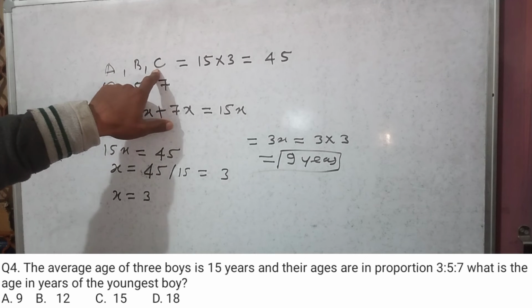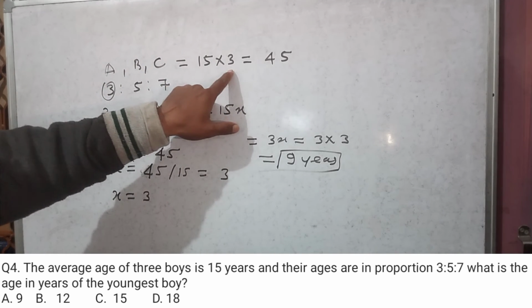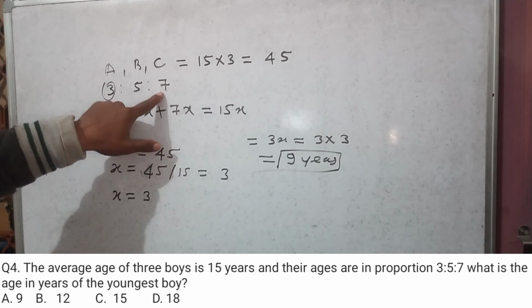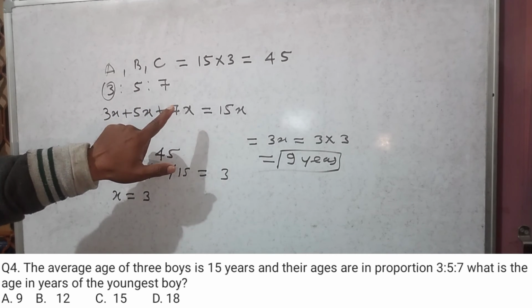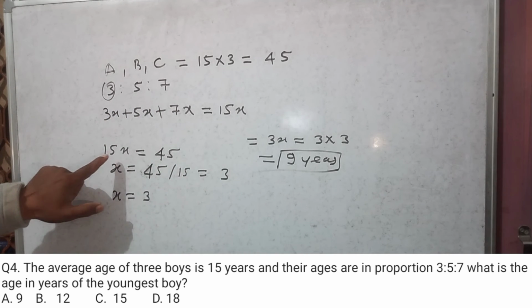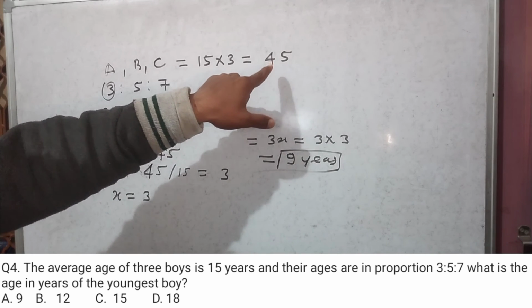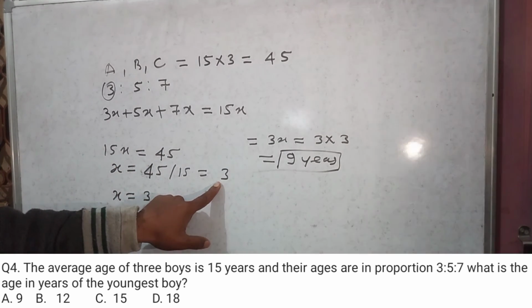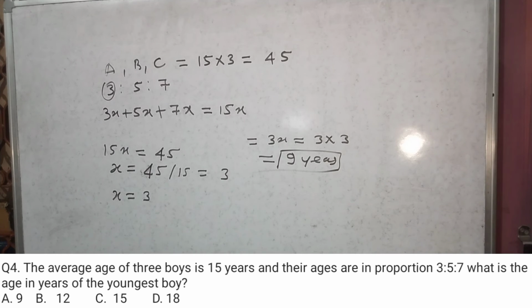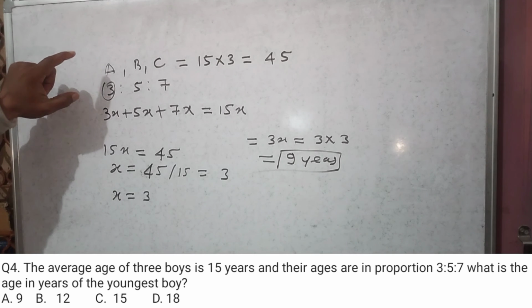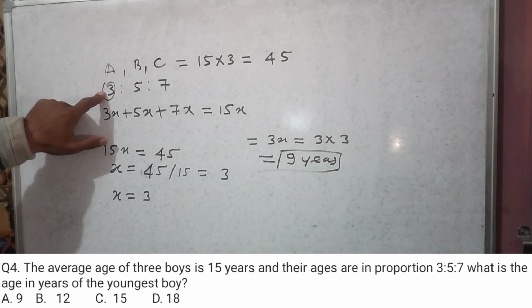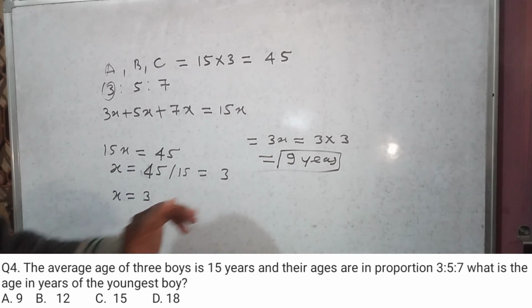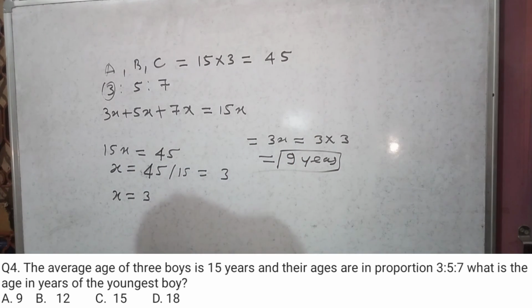A, B, C. Average is 15. There are 3 persons. So 15 into 3, 45. Right? Proportion given 3:5:7. So suppose this is 3x, 5x and 7x. So total will be 15x. 15x is equal to 45. So x is equal to 3, right? We need to know our target, to find what is youngest. Youngest means a small boy. A small boy is 3 because 3 is less than 5 and 7. So 3 into 3, 3x, because x is equal to 3. So 3 into 3 is 9. So option A is the correct answer.